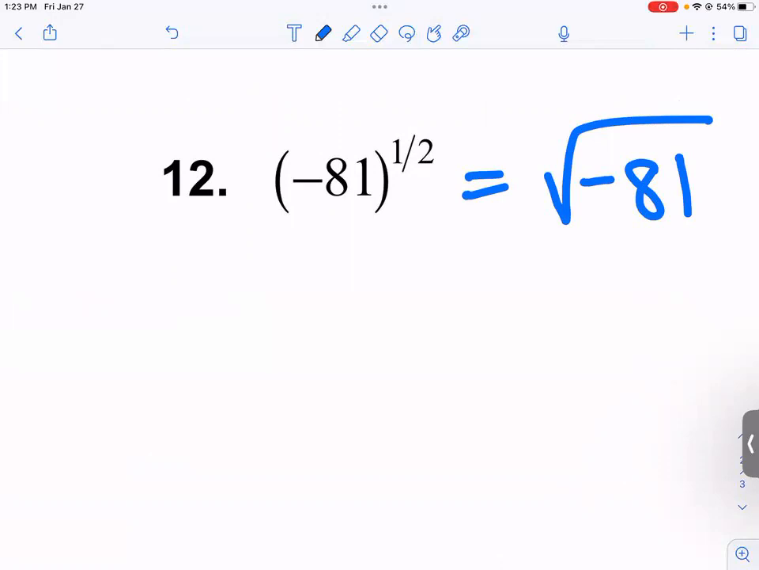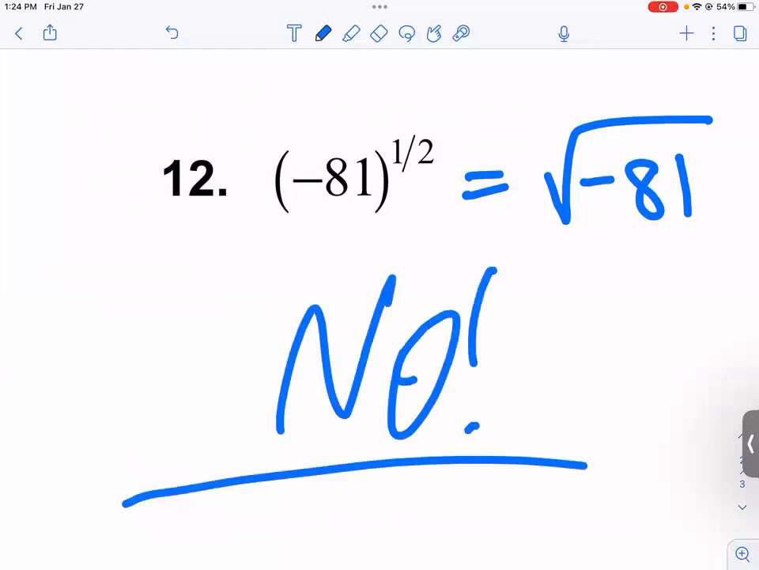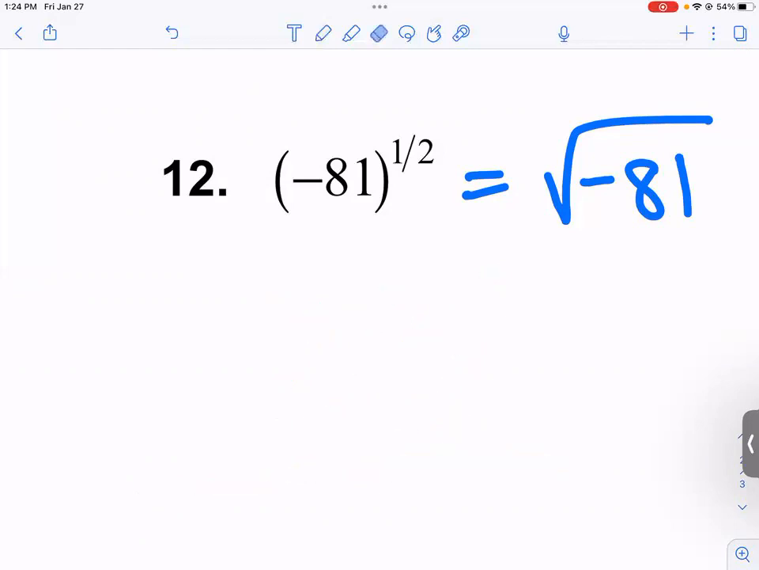This is the square root of negative 81. It's not? No, that's even and not negative. Sophia, it's an even root and there's a negative underneath. Undefined. Or you can say it's not real. That's the technical way.